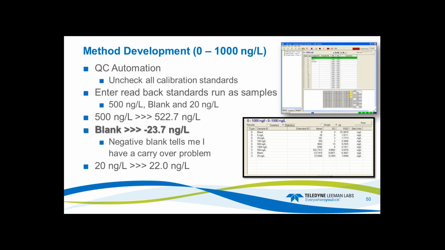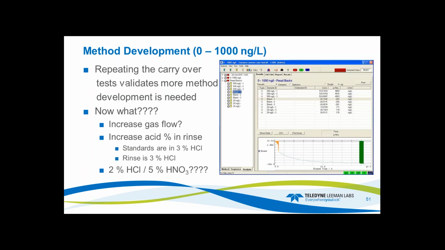Anything below a 20, you wouldn't be able to report those values. So repeating the carryover test validates that I do have a problem. So now what? Well, let's increase the gas flow. It should get through the system faster, help with washout. I can also increase the rinse.